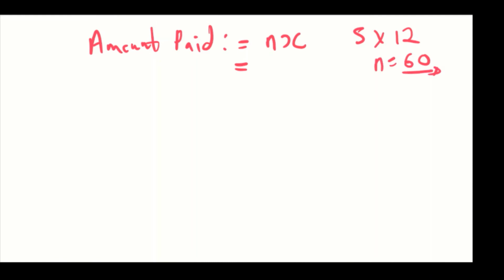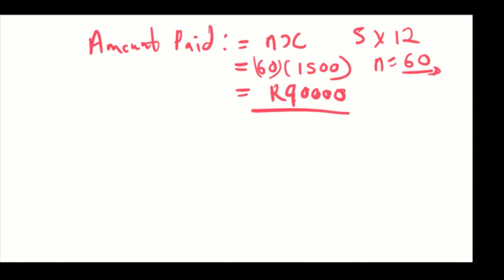The number of payments is 60, and we know that we are paying 1.5, right? So the amount paid would be 90,000 rand. This is just the general sense. If we don't consider any interest rates, this is the general amount that would be paid if you just paid that 1.5 for a period of 5 years.